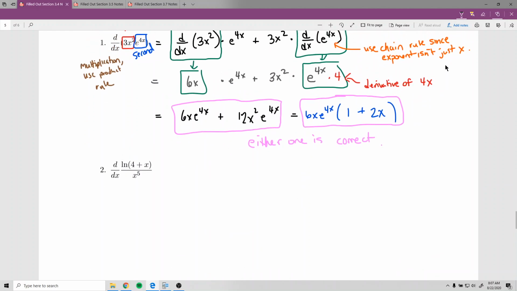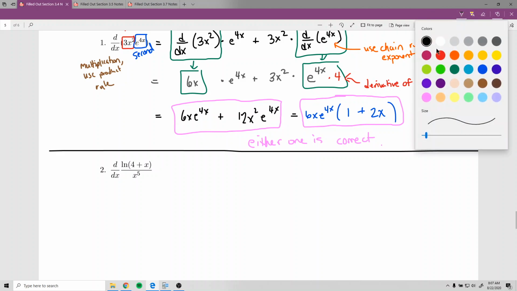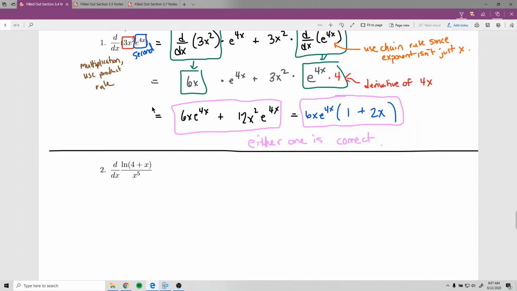Right. So number two, we want to do the derivative of ln of 4 plus x, then divided by x to the 5th power. Okay. Now, for the same reason as the last time, I don't really care necessarily what else is going on at the beginning, except that there's a fraction. There's division. We're going to use the quotient rule.